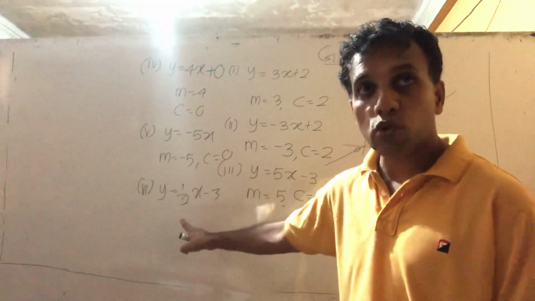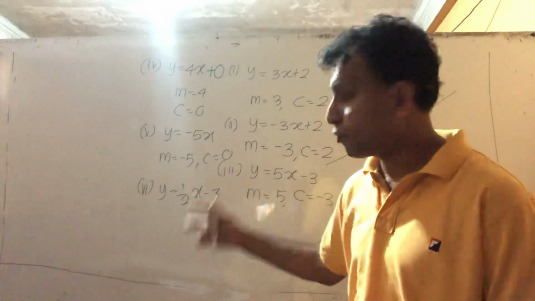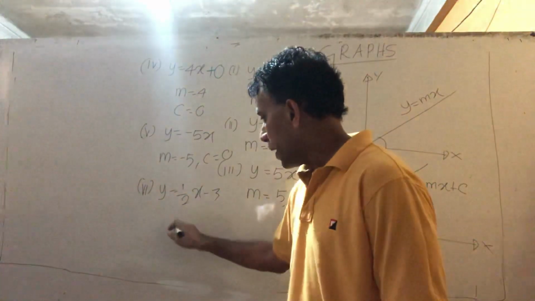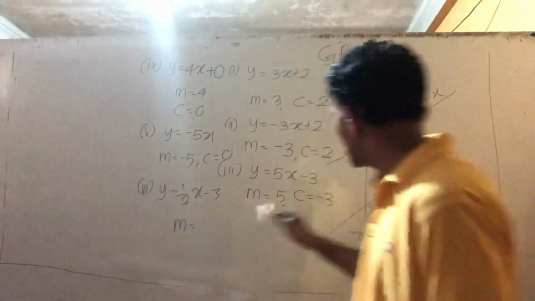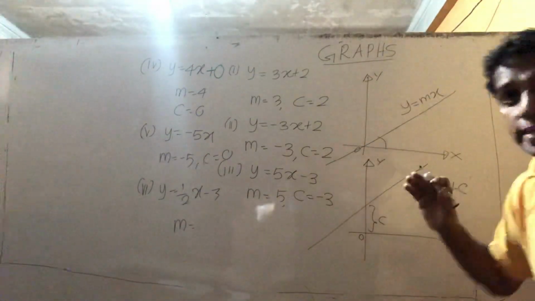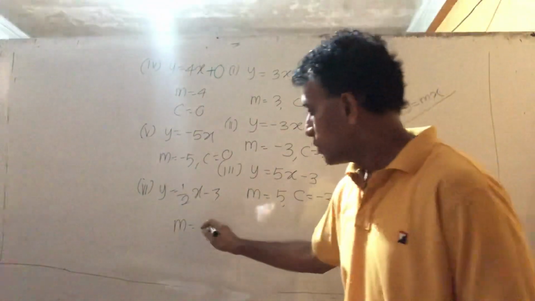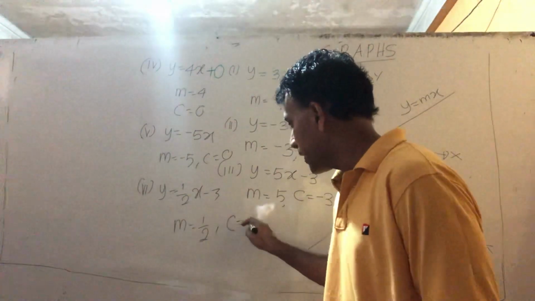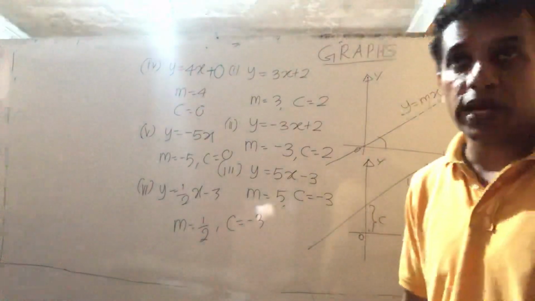Here, see y equal half x minus 3. Write the gradient, write the intercept. So m, always it should be y equal mx plus c, only then we have the answer. So what is m? Half. And c is minus 3.